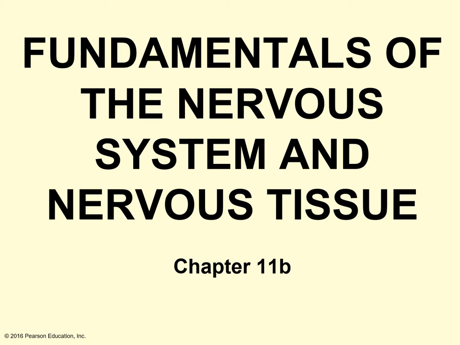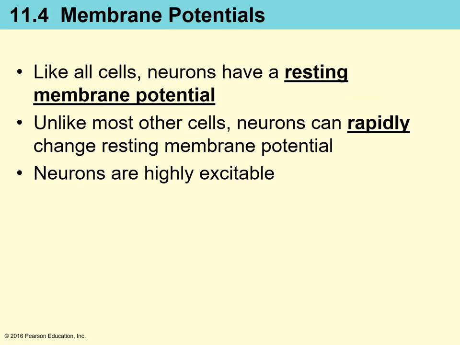So this is Chapter 11B, or Part 2, of Fundamentals of the Nervous System and Nervous Tissue. The membrane potential of all cells has to do with the difference in concentrations of ions on one side and the other, inside the cell versus outside the cell. So on one side of the membrane versus the other. Ions, remember, are charged, so this leads to a difference in charge.